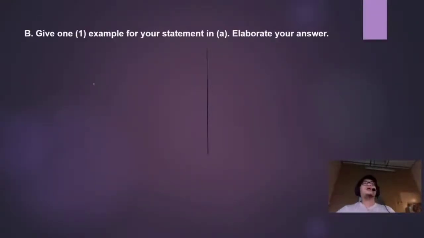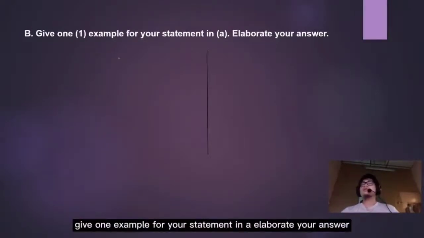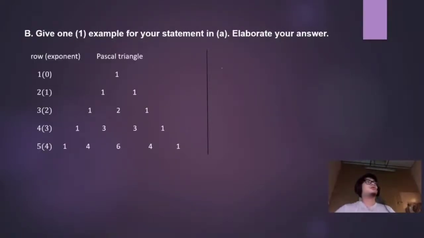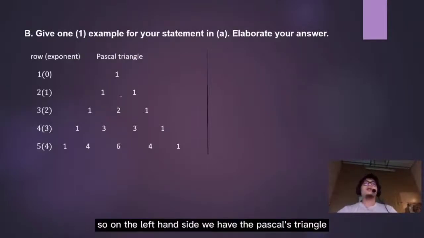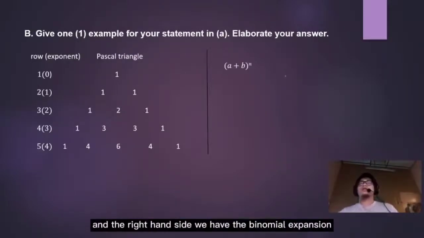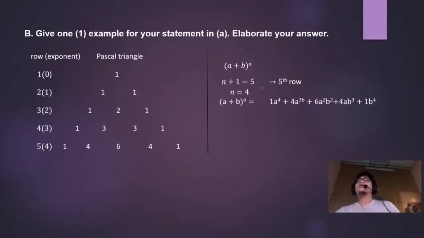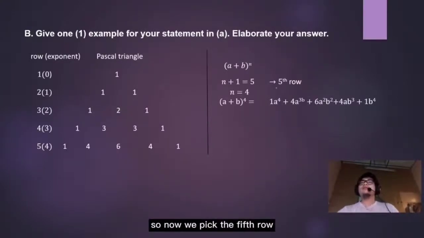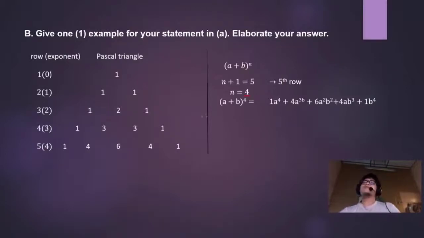Question B, give one example for your statement in A. Elaborate your answer. On the left hand side we have the Pascal triangle, and on the right hand side we have the binomial expansion. Now we pick the fifth row, where n plus 1 will be 5, so n will be equal to 4.